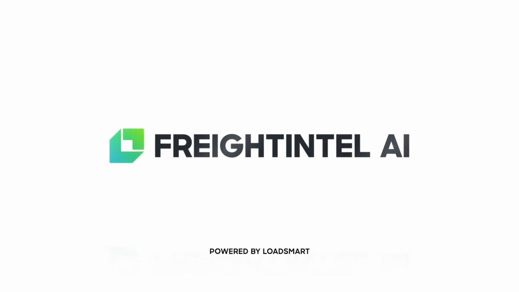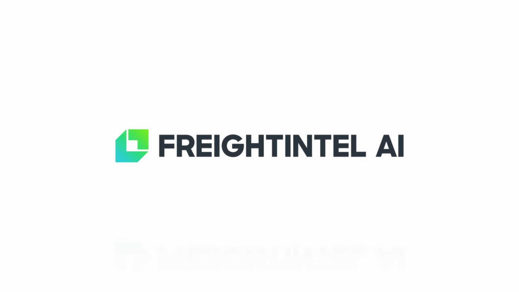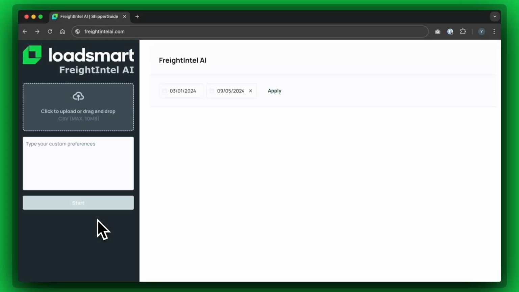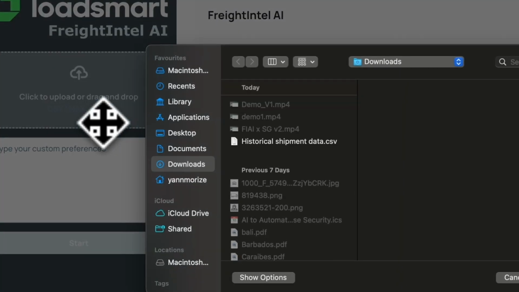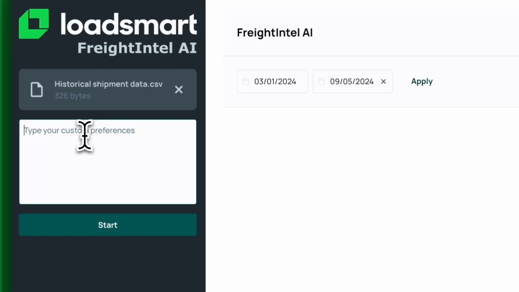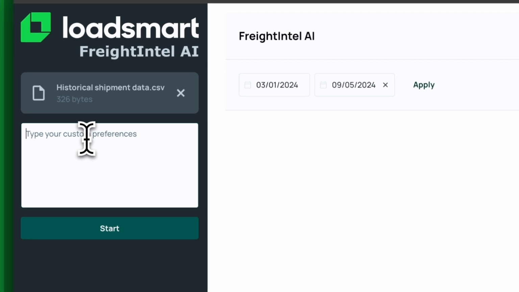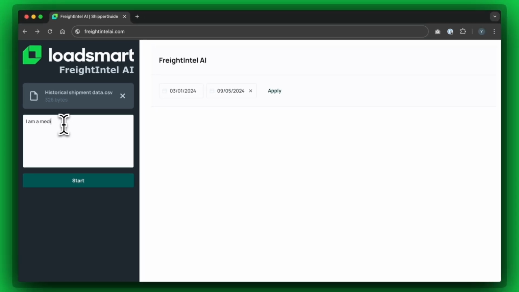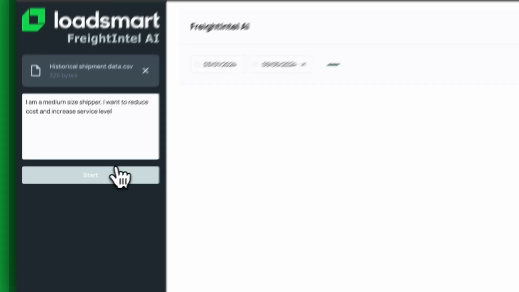FreightIntel AI is Loadsmart's latest AI product that behaves like a senior analyst who understands transportation nuances and crafts insights without direction or delay. Shippers simply upload their historical shipment data and then add context and business objectives, such as, I am a mid-sized shipper and I want to reduce costs and increase service levels.